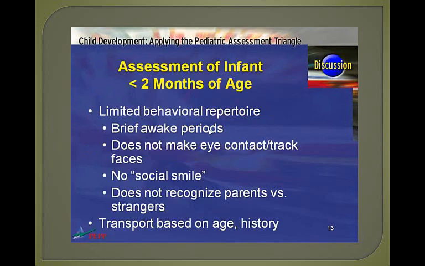In infants less than 2 months of age, you need to be aware that it can be difficult to tell if their appearance is normal or not, because they have a limited behavioral repertoire. They're only awake for brief periods. They generally don't make eye contact or track faces. They generally don't have a social smile, and until they're about 2 months of age, they generally don't show signs of recognizing parents versus strangers. So you need to treat based on their age and their history.